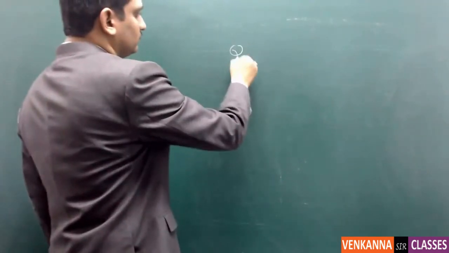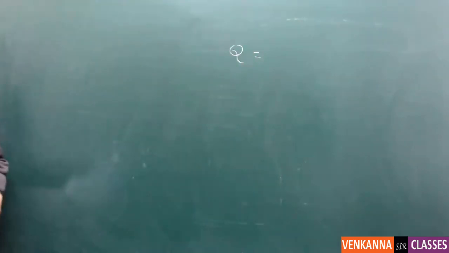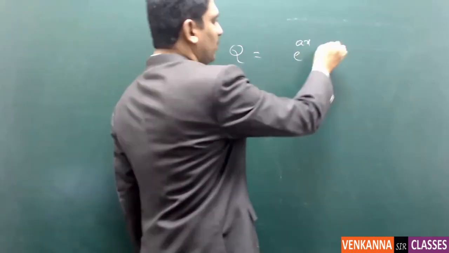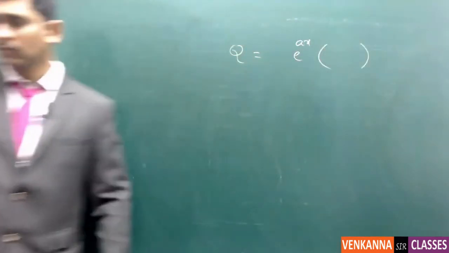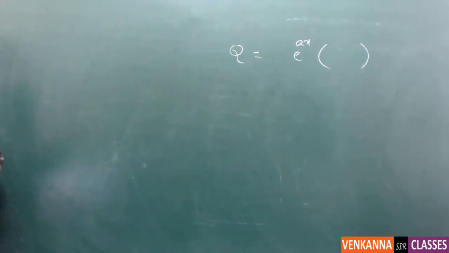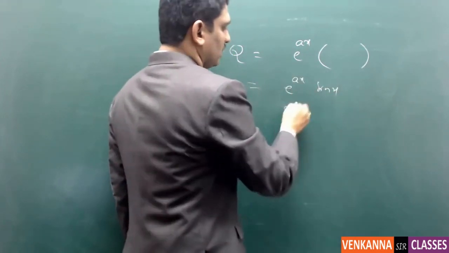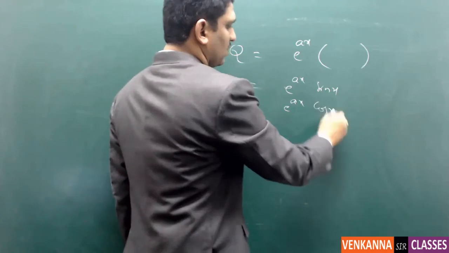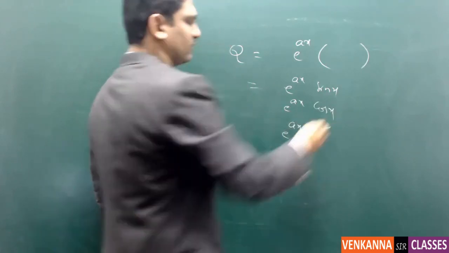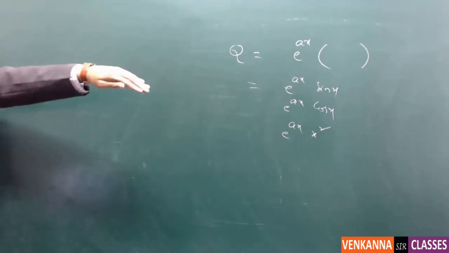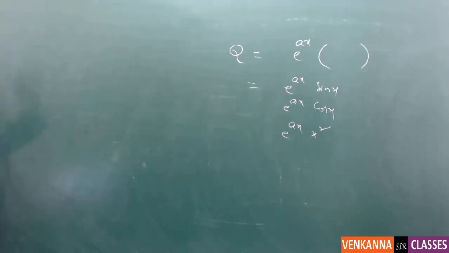So the third model here is whenever the RHS Q is of the form e power ax into something. Usually, the possibilities for Q in this context are e power ax into sin x, e power ax into cos x, or e power ax into x cube, x square, like that. These are the usual things we commonly do while calculating YP.